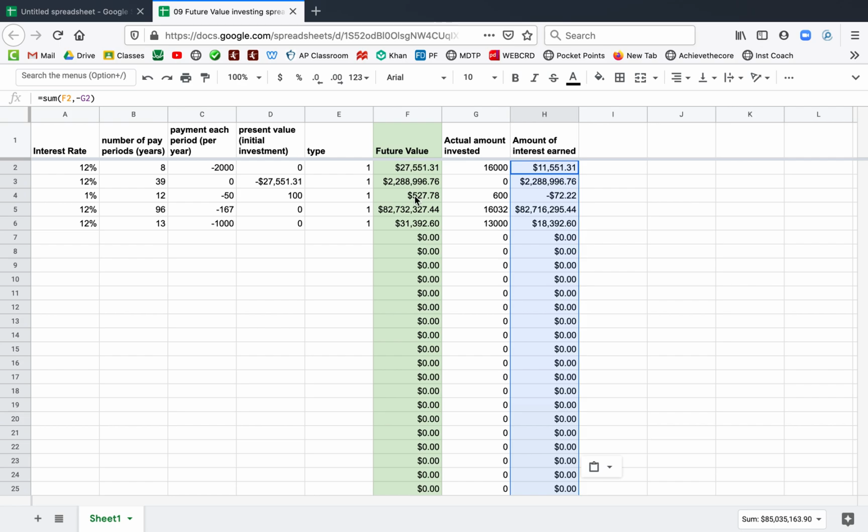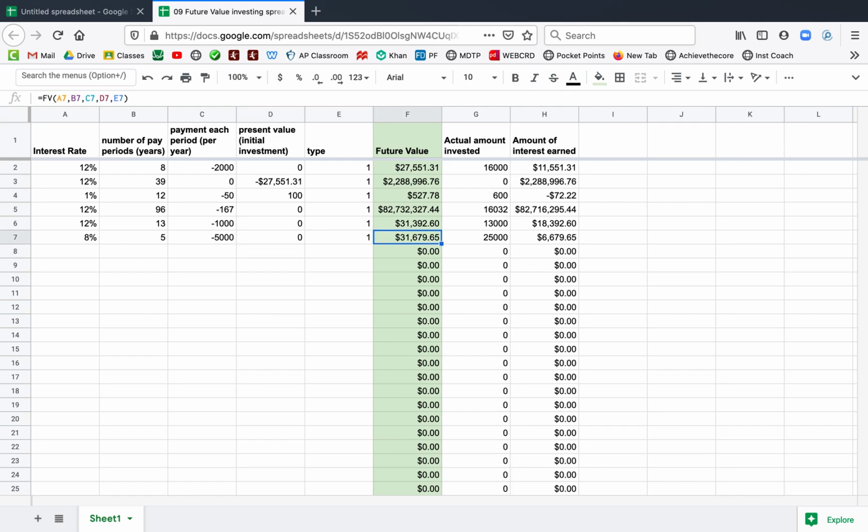Let's see, this one's kind of weird because it's 1%, it's not that much. All right, so let's say we had an account that gave me 8%, and I wanted to do that for 5 years, and I want to invest $5,000 a year. Okay, and then my present value is zero. My type is one.